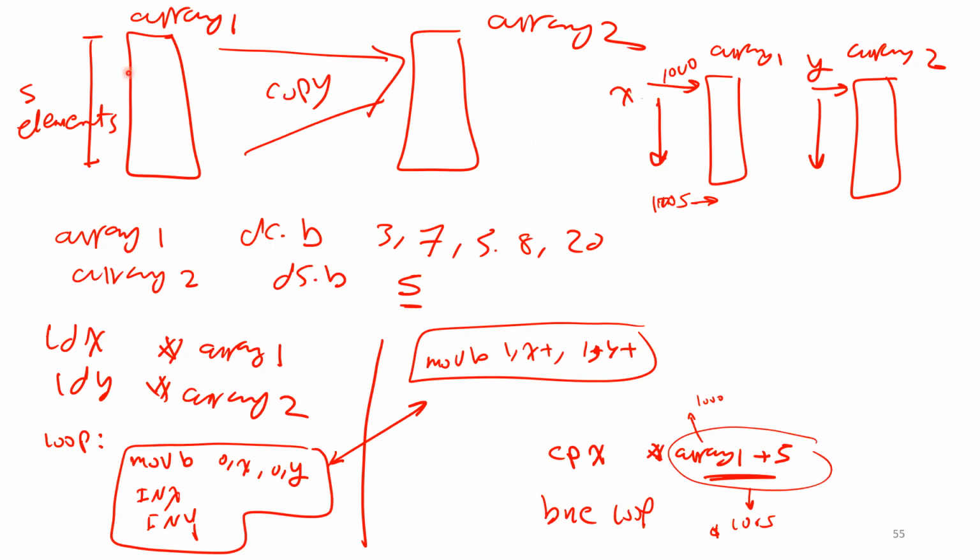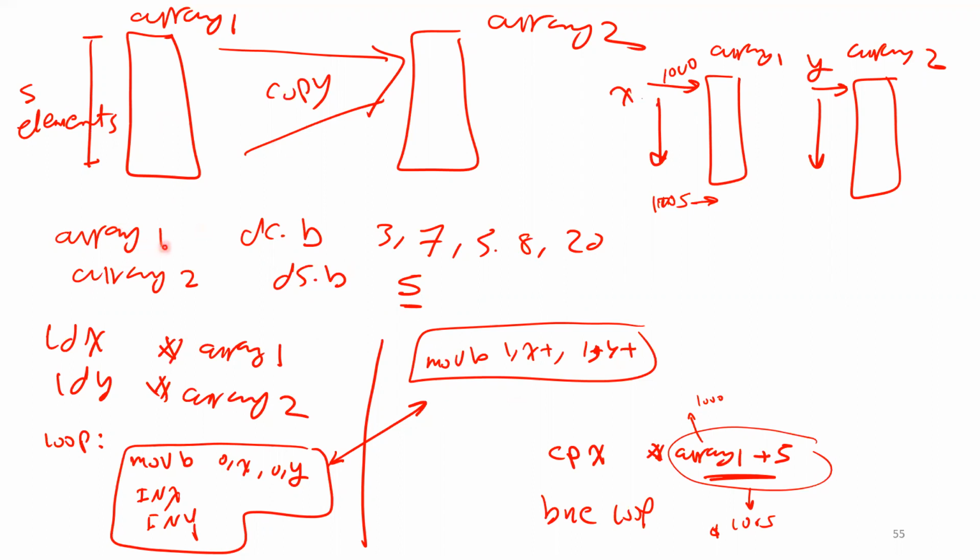So here, we have two arrays, okay? The two arrays have five elements. And all I want to do is copy this array from here to this array here. For sure, don't copy element by element. Otherwise, five elements may not be a big problem, but what if you have 100 or 1,000 elements? If you copy one by one, your code is going to be too long. That's why we need to use a loop, right? So let's see how we can do that using a loop.